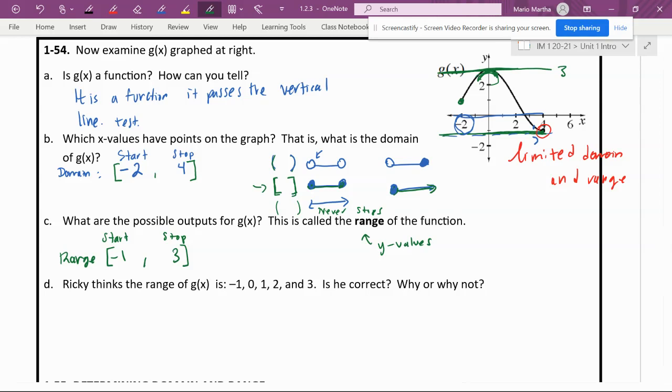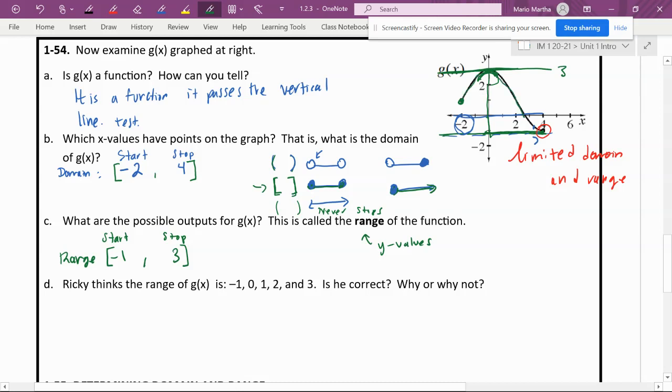And then it says Ricky thinks the range of g of x is negative 1, 0, 1, 2, and 3. Is he correct? Why or why not? So pretty much I would say that he is correct in the range, right? Because it does include negative 1 and then 0, 1, 2, 3. Those are all values that are included as part of the graph.